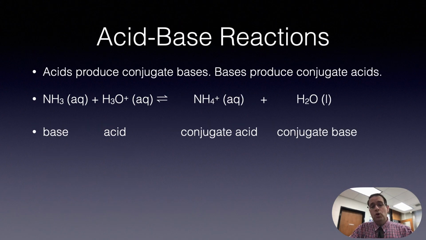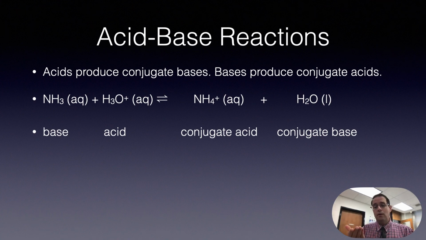Now, a typical acid-base reaction looks like this. First of all, acids and bases are always going to be on the left side of your chemical reaction, and then conjugate stuff is going to be on the right side of the chemical reaction. Now, if you think about a coin, you have heads on one side and tails on the other side, and so it works similarly with acids and bases.